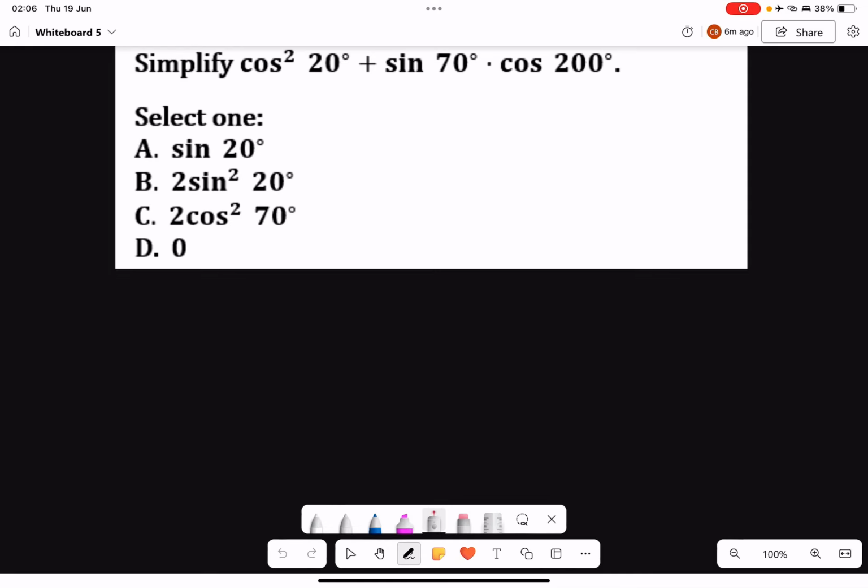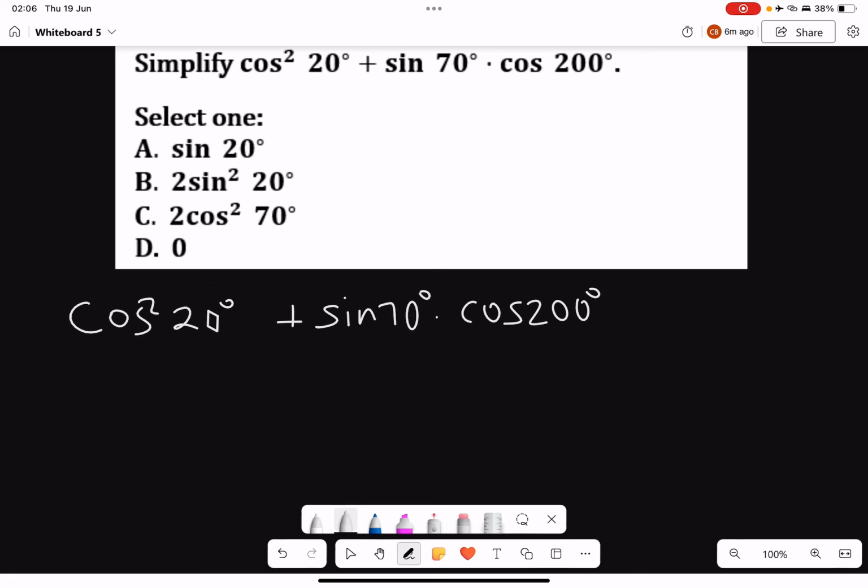In this video, we are asked to simplify the following expression. We are given cos squared 20 degrees plus sine 70 degrees multiplied by cos of 200 degrees.